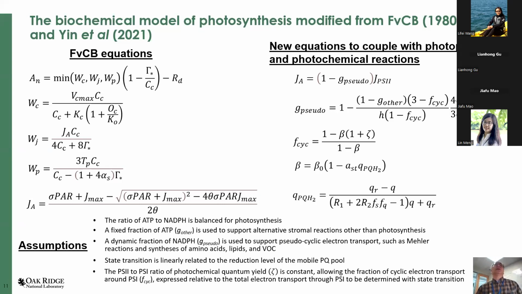State transition is linearly related to the reduction level of the mobile PQ pool. The PS2 to PS1 ratio of photochemical quantum yield, Kc, is constant, allowing the fraction of cyclic electron transport around PS1 to be determined with the state transition.